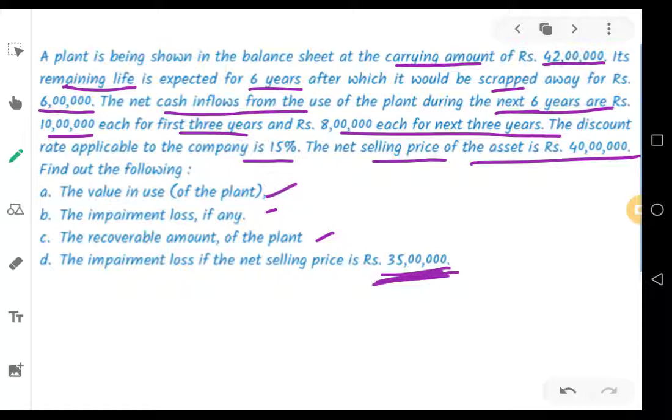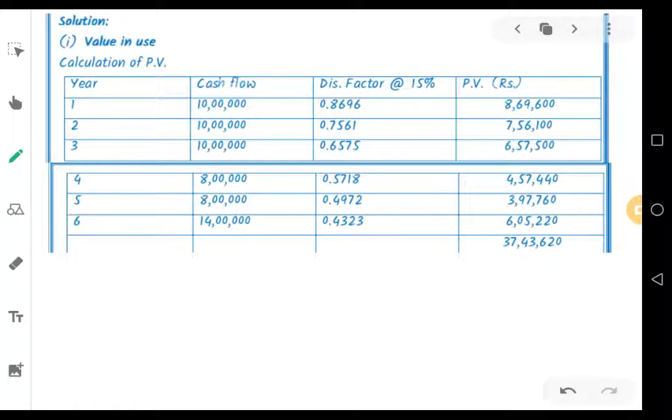First thing, let us calculate the value in use of the plant. To calculate value in use, what are the things that are needed for us? The future net cash inflows and discounting factors. Discounting percentage is 15%. Discounting factors will be given in the question. So let us proceed to calculate value in use. So number 1, calculate value in use.